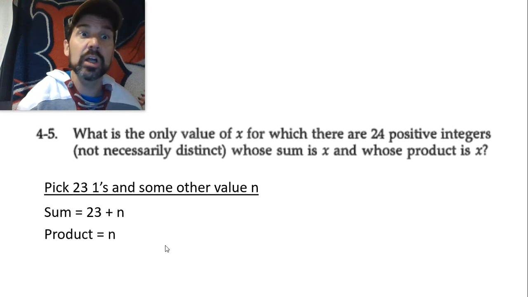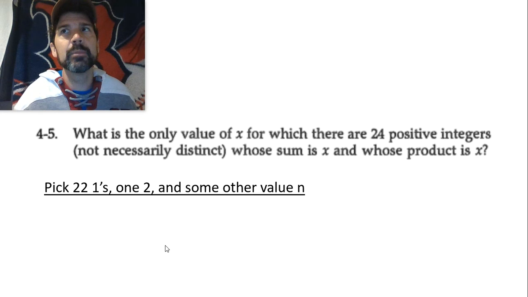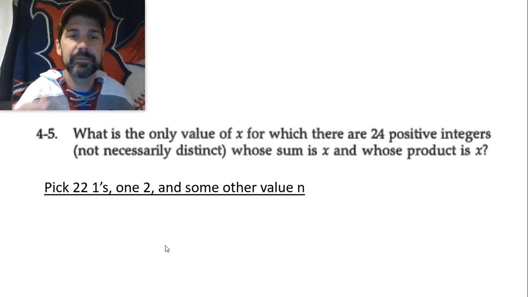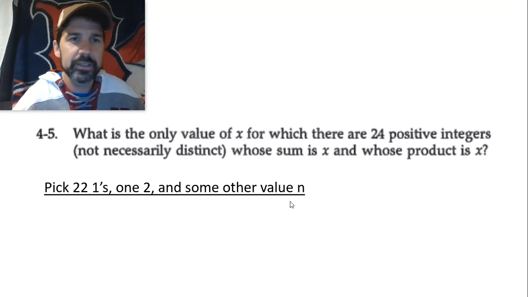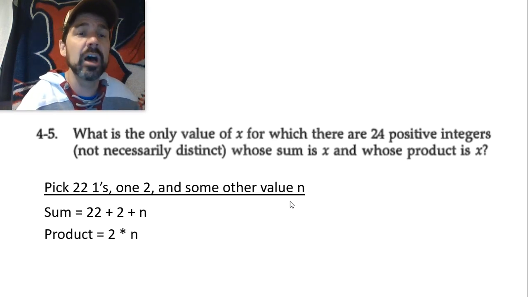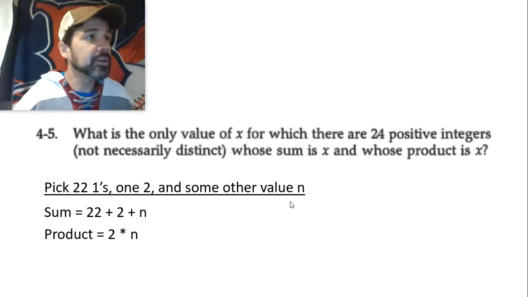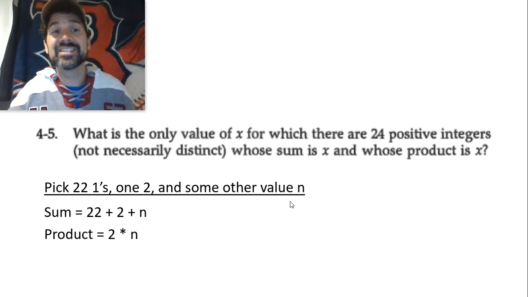So the next plausible thing to consider would be 22 1s and 2 other numbers. All right, let's pick one of those numbers to be 2, because again, products are going to multiply and get really big really fast. So one of the numbers is going to be 2, and then there's going to be another number n. We don't know what it is yet, so let's just leave it as n instead of throwing in random numbers. So the sum is going to be your 22 1s plus 2 plus n, and your product is going to be 1 times 1 times 1 times 1 times 1 times 2 times n, which is just 2n.